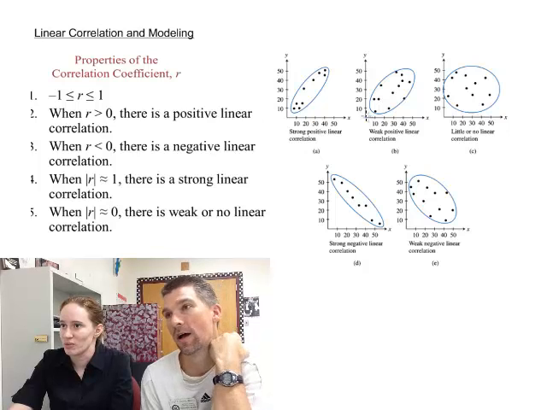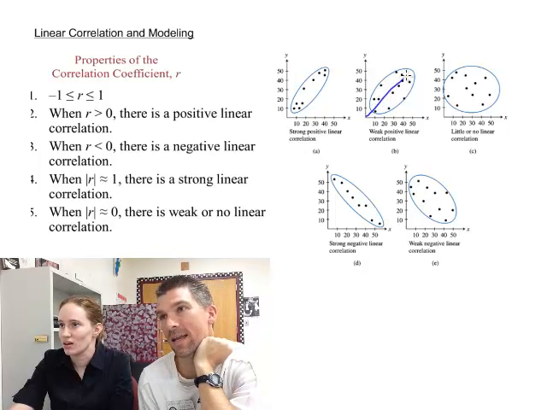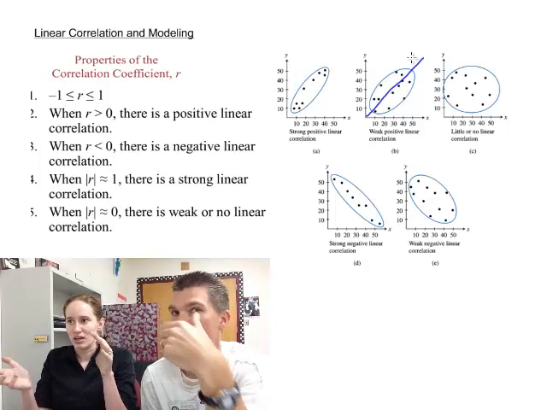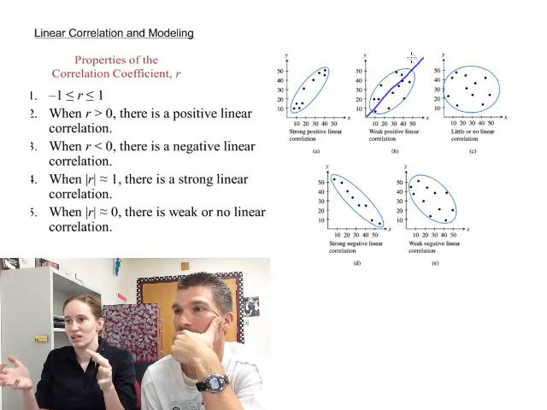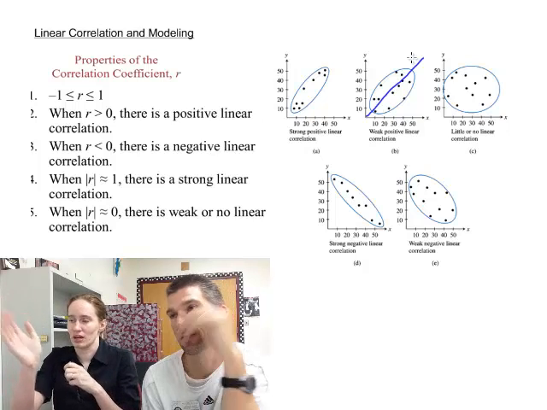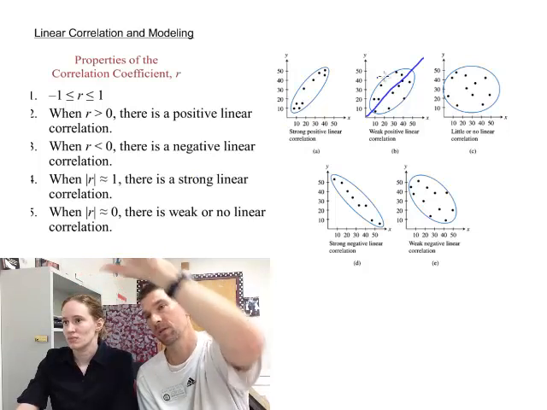But on this one, if I drew a line, the points would not be as close. See how the points are kind of far away on either side, so that's going to make it a weak positive, but it's positive because it's going up and to the right. They generally trend up to the right.